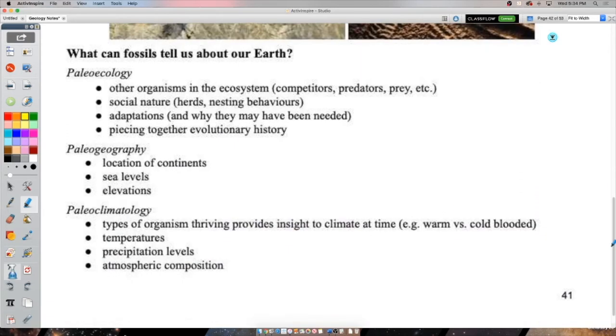What can fossils tell us about the history of the Earth? Well, remember, paleo means old, right? So paleoecology. Ecology means the study of ecosystems.